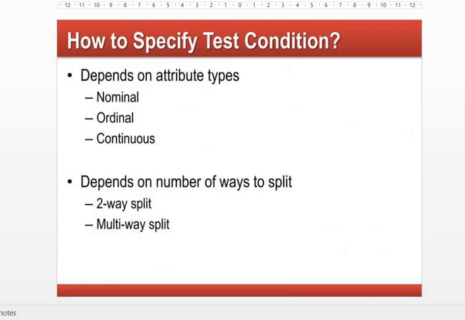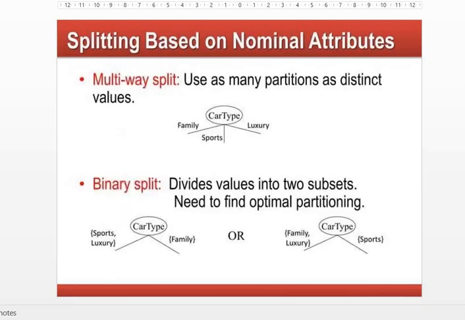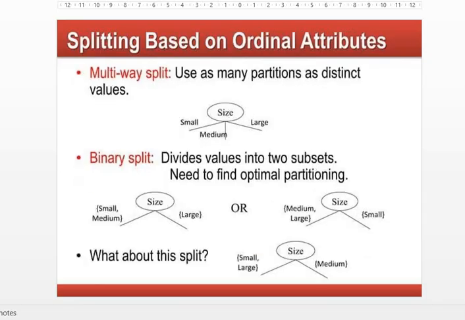Okay, so how to specify the test condition? It depends on these three attributes. One is nominal attribute, second one is ordinal, and third one is continuous. So what are the ways we can split that particular data? It will be a two-way split or multi-way split. Multi-way split uses as many partitions as there are different values. But in binary split, that is two-way split, it will split only according to the optimal set, whether it is yes or no. So this is a binary split and multi-way split.